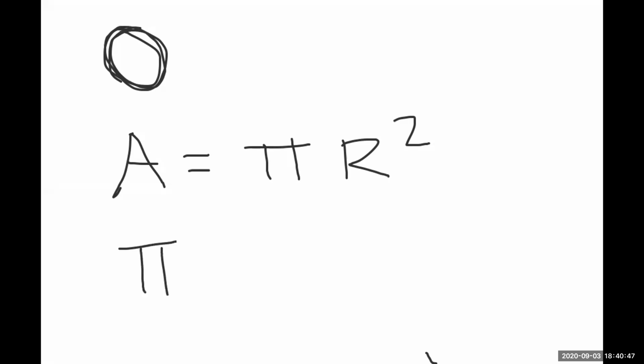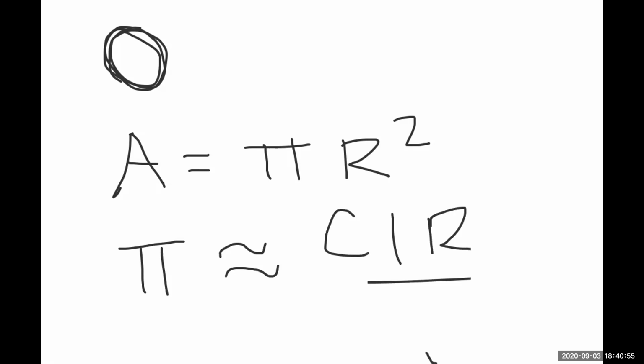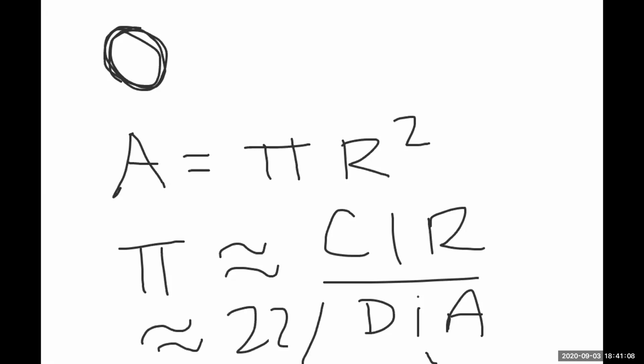Pi is approximately, when you ever see two squiggles, that means approximately, the circumference of the circle divided by the diameter of the circle, okay? Which is approximately 22 over 7. 22 over 7 is approximately pi.